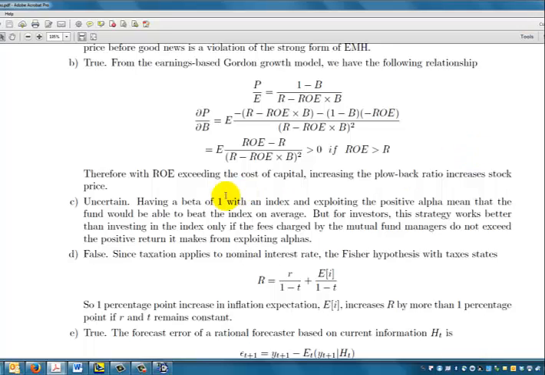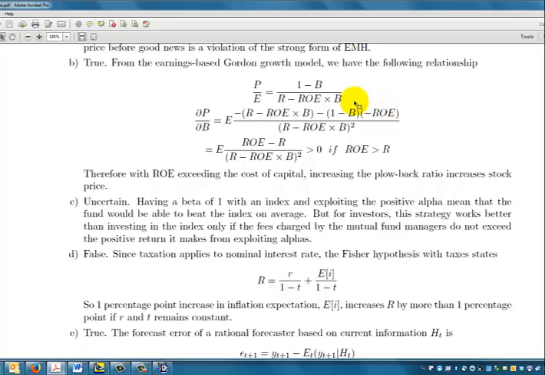It's true that if the ROE exceeds the cost of capital, increasing the plowback or investment ratio will increase the stock price. And you can look at this formula, P over E equals 1 minus B divided by R minus ROE times B. And notice that if R equals ROE, then B won't matter. It won't have any effect on valuation, which will just be 1 over R.